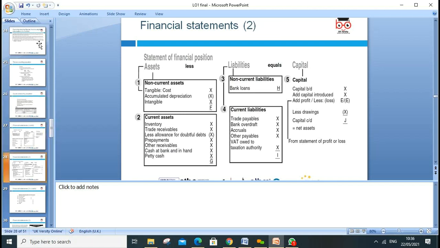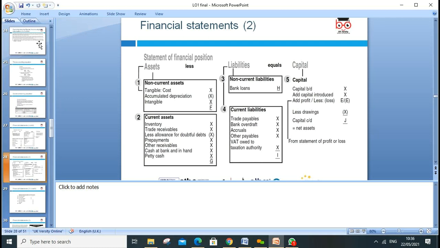Statement of financial position: non-current assets, long-term, always come first. Non-current also means fixed asset. An asset means anything you own which we can use for a number of years, which will flow future economic benefit. Current assets are short term, which keep changing within 12 months.